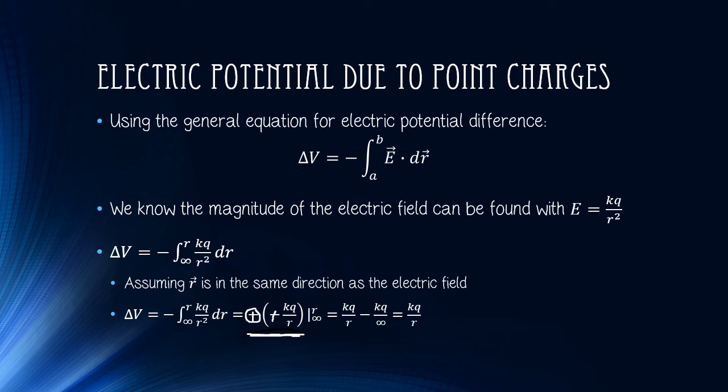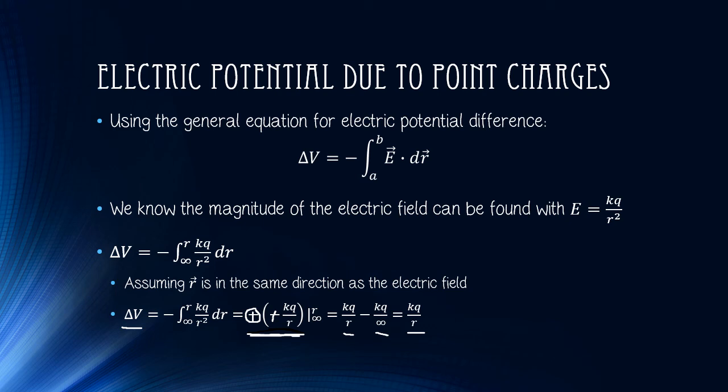And so I'll first plug in R, so I have KQ over R minus KQ over infinity, basically saying that it's minus KQ over some really big number, and that would basically give me 0. So my expression for the change in electric potential, delta V, can be found by doing KQ over R. In this particular scenario, you can plug in a positive or a negative sign for Q.